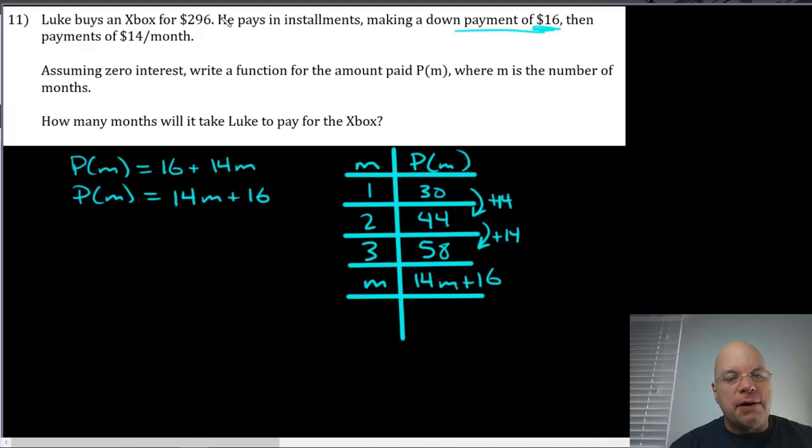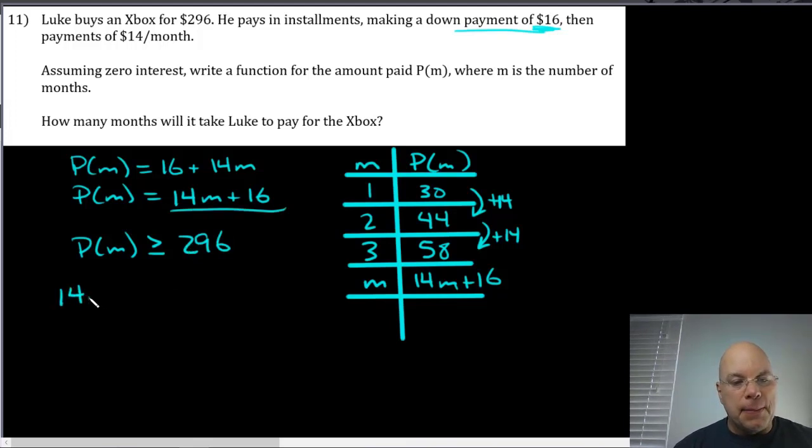Okay, in order to pay for the Xbox, Luke needs to pay at least $296. So the amount paid has to be greater than or equal to $296. Since the amount paid is given by this expression, we can write 14m plus 16 must be greater than or equal to $296. And this is where our solving inequalities from earlier in this unit comes into play. Because maybe after a certain number of months, he's up to $300. Well, that's fine. He's paid off the Xbox and then some.